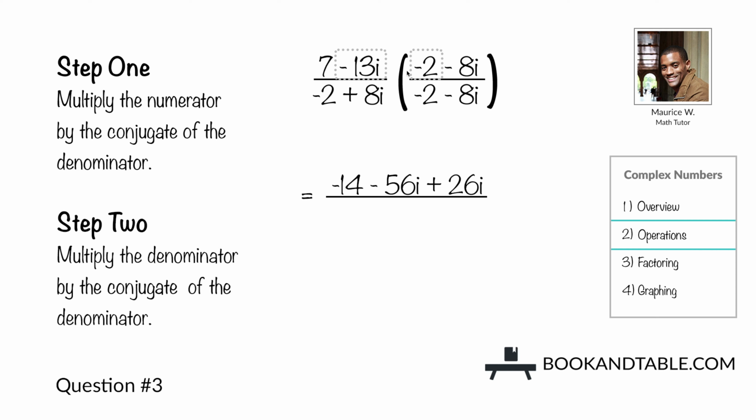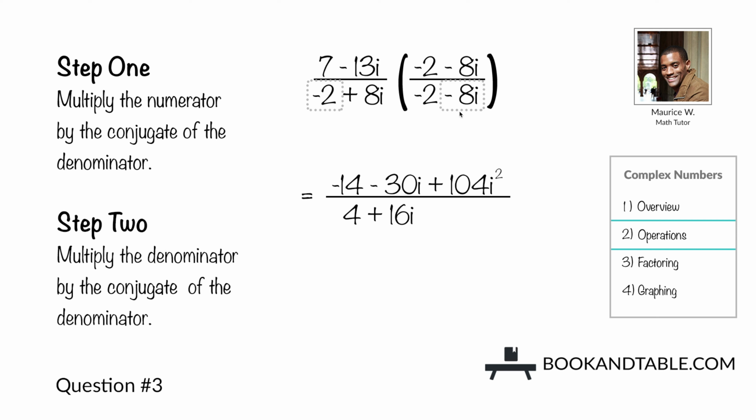Negative 13i times negative 2 gives us positive 26i. Negative 56i plus 26i gives us negative 30i. Negative 13i times negative 8i gives us positive 104i squared. So we have our numerator after step 1. Then we multiply the denominator by the conjugate, negative 2 minus 8i as well, giving us negative 2 times negative 2, which is positive 4.